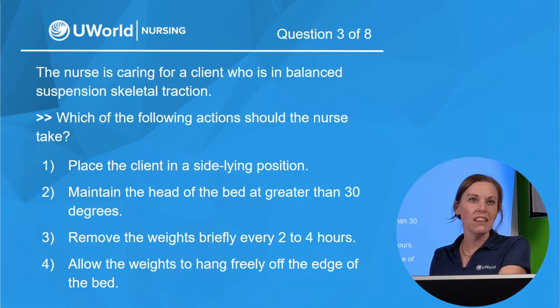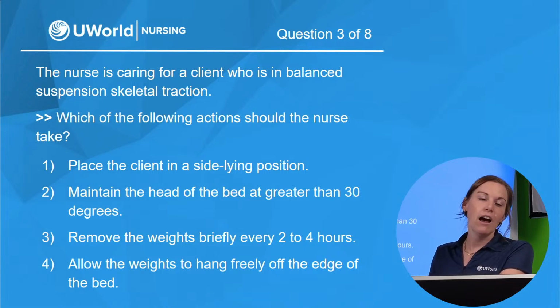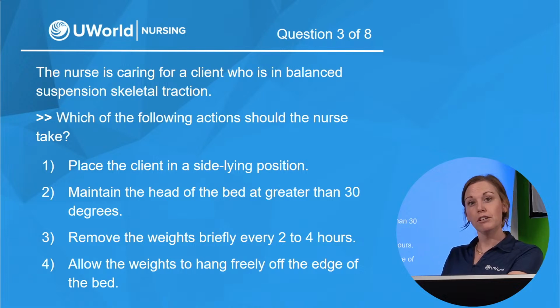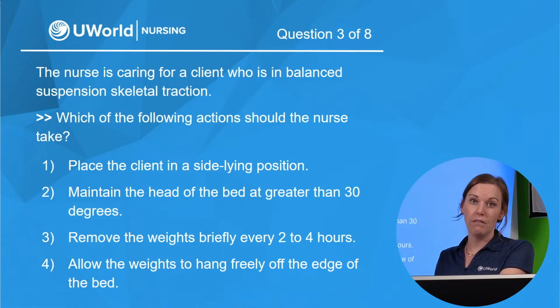All right, question 3. The nurse is caring for a client who is in balanced suspension, skeletal traction. Which of the following actions should the nurse take? Option 1, place the client in a side-lying position. Option 2, maintain the head of the bed at greater than 30 degrees. Option 3, remove the weights briefly every 2 to 4 hours. Option 4, allow the weights to hang freely off the edge of the bed.